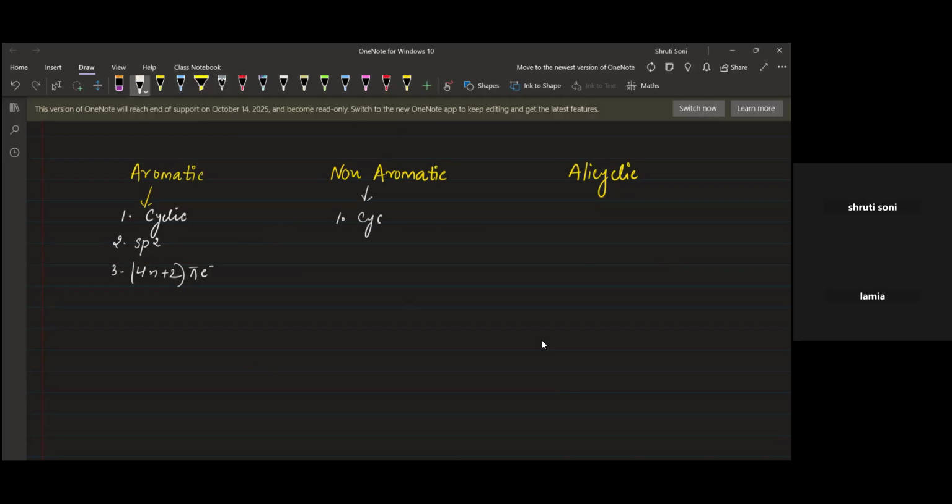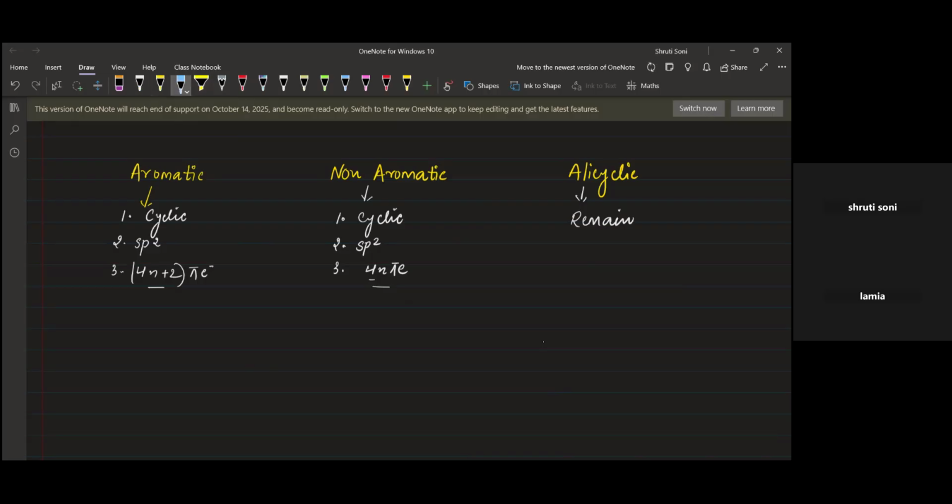The first one is cyclic. Second, it needs to be sp2 hybridized. And the third one is 4n pi electrons. So what is the difference between these three rules? I think the main thing is the pi electrons. Yes. Okay.